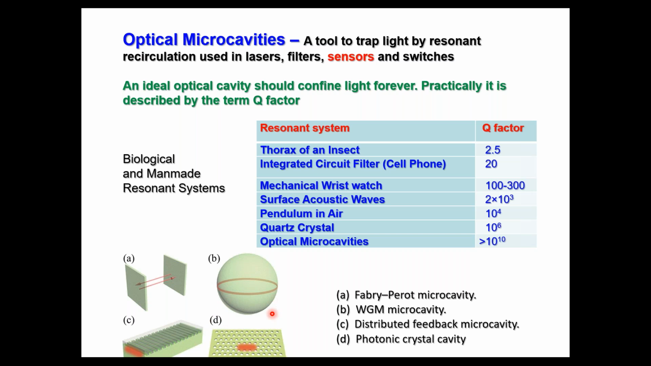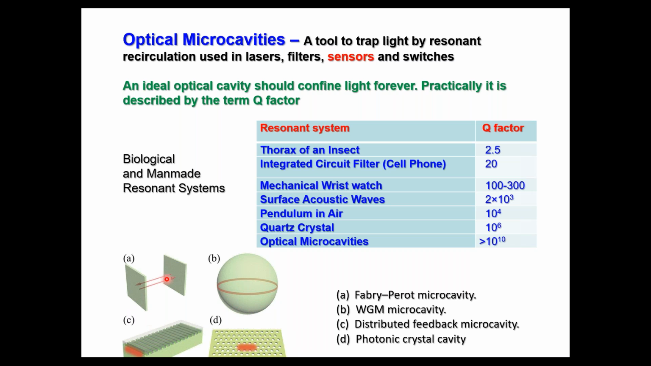So there are several structures, like the spherical structures, dielectric structures like this, and then this distributed feedback kind of microcavities, and the photonic crystal cavity. So I understand that there are other talks on photonic crystals, etc., in this FDP. So you may be learning about photonic cavities and photonic crystals deeper in those talks.